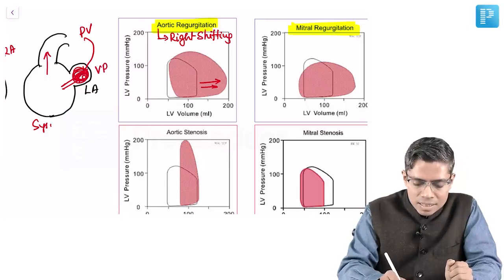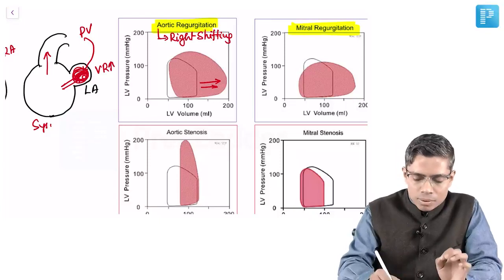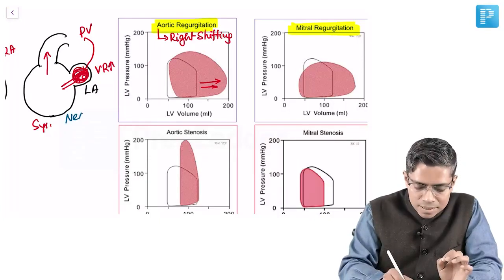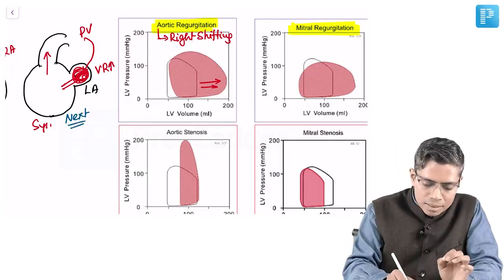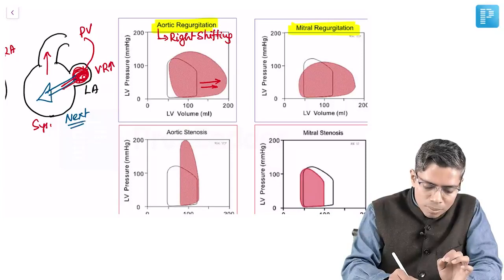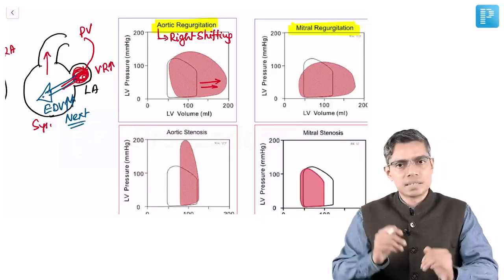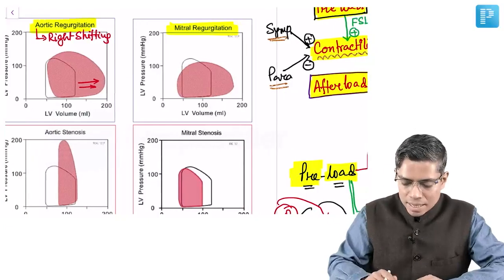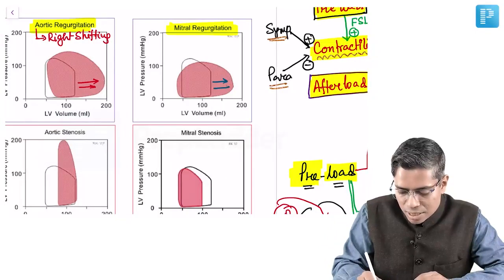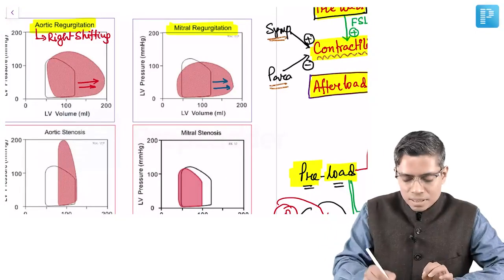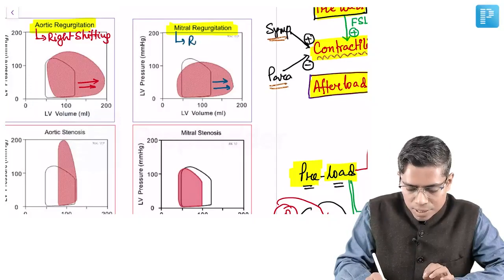If your venous return is rising, what will happen in the next cardiac cycle? This will drain a huge amount of blood into the ventricle. So what will happen to the end diastolic volume in the next cardiac cycle? It will rise, it will be higher, and that's why, again, in the case of mitral regurgitation, I can see that there will be right shifting of this curve. So again there is right shifting of the curve here, right?